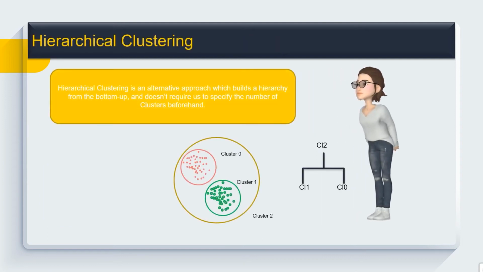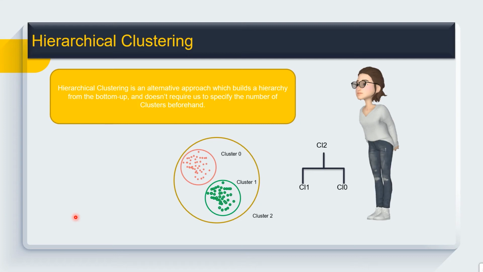Now let's have a look at the third type of clustering, which is hierarchical clustering. Hierarchical clustering is an alternative approach which builds a hierarchy from the bottom up or the top down, and does not require you to specify the number of clusters beforehand. The algorithm works as follows: first we put each data point in its own cluster, then identify the closest two clusters and combine them into one more cluster. Repeat the above step till all the data points are in a single cluster.